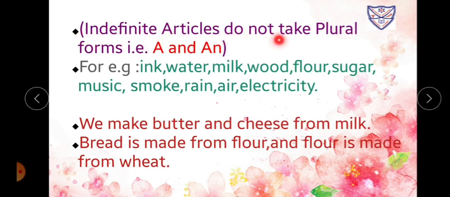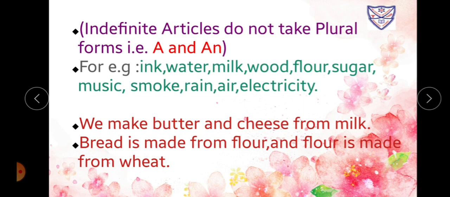Indefinite articles, that is a and an, do not take plural forms. For example, ink, water, milk, wood, flour, sugar, music, smoke, rain, air, electricity. So all these words are considered as plural forms, or they are uncountable. So for uncountable nouns or for plural forms, we will not use a and an.